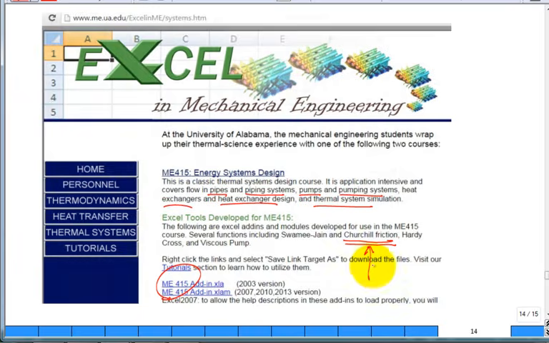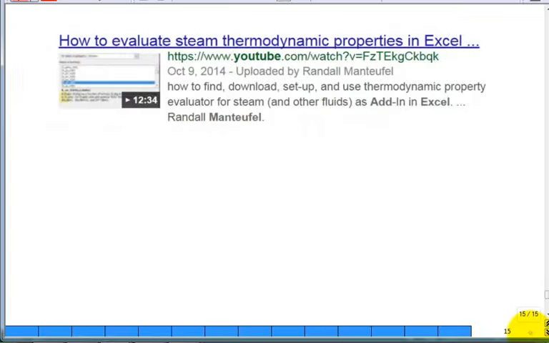Somebody says, I don't know how to download this and add it in. Go to this, type my name in, look for this Excel tutorial. And it basically shows how to find, download, set up, and use thermodynamic properties to evaluate steam. It's a cell add-in, and it's going to be the same thing for this other add-in. So get it built in.